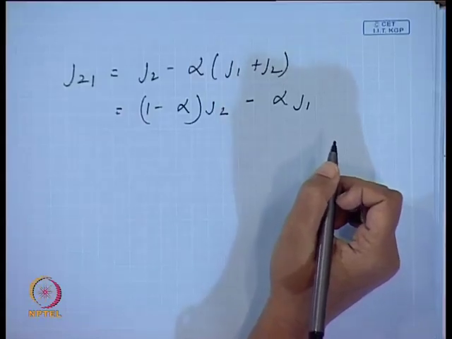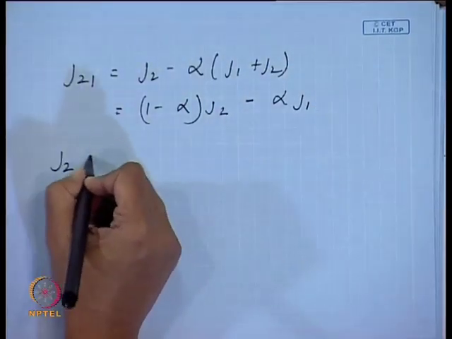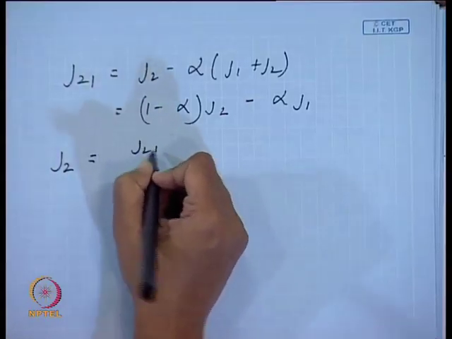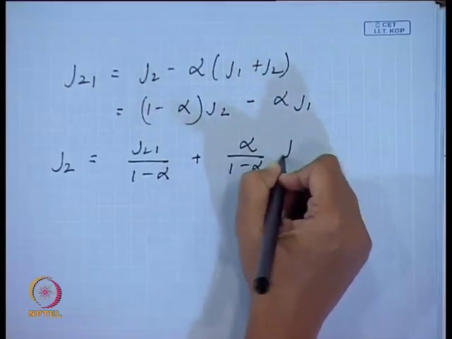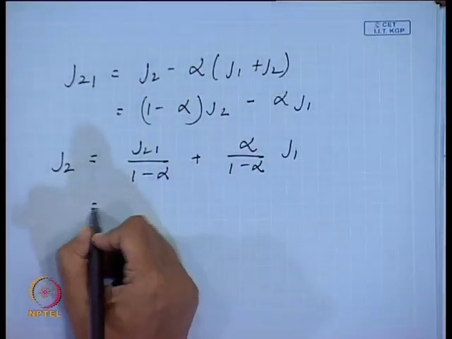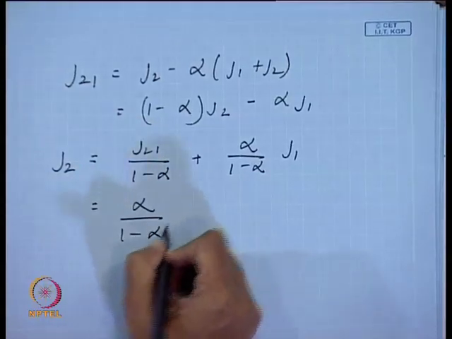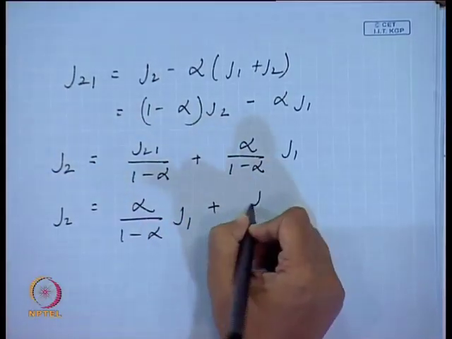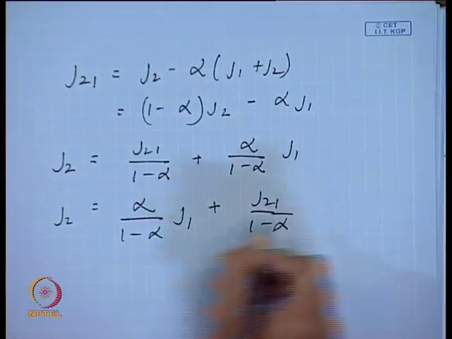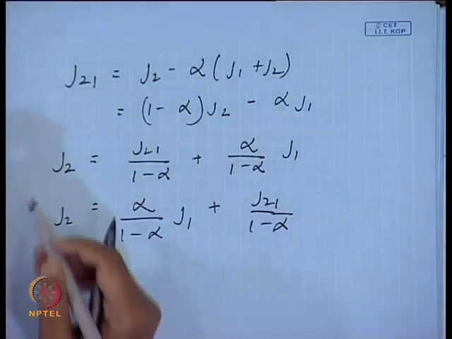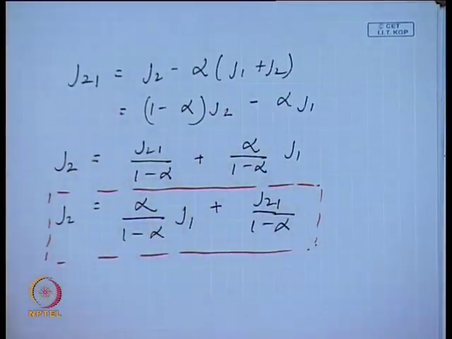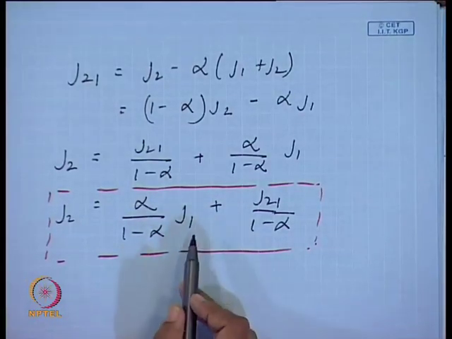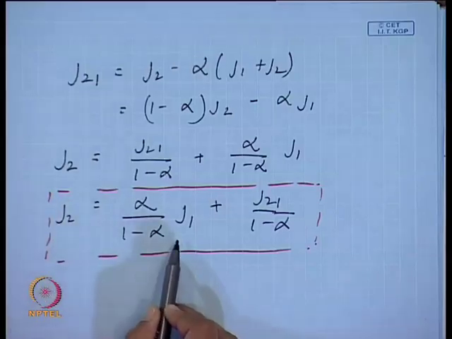Can I do this? Or in other words, I can write J2 equals J21 by 1 minus alpha plus alpha by 1 minus alpha J1. I'll just rearrange it for my convenience. Now, if you see this particular equation, if you notice, what do you find? That from the drift flux model, we can get a relationship between J2 and J1.